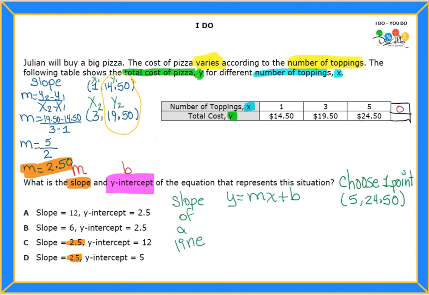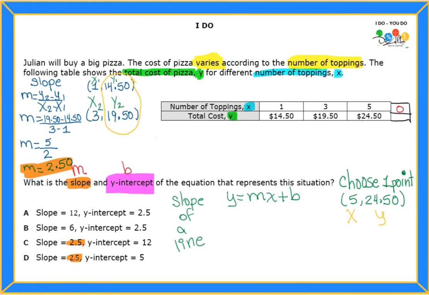Now, one of the things that I do in the classroom sometimes, just as a tip, is I give different points to different groups of students, because the whole idea is to prove that no matter what point we choose, we will get exactly the same answer. So if you wish, you can use point 1 and 14.50. It's up to you guys. And you will see that we get the same answer. That's kind of like a challenge, right? So let's go ahead and write labels. So 5 is my x, and 24.50 is my y value.